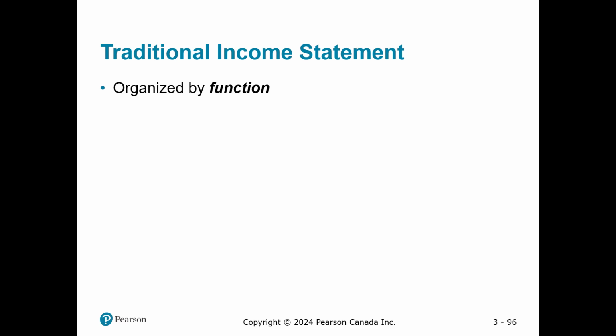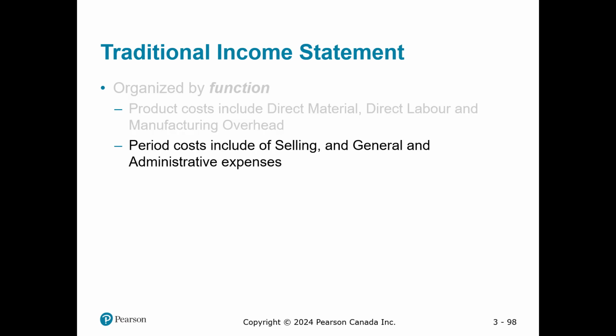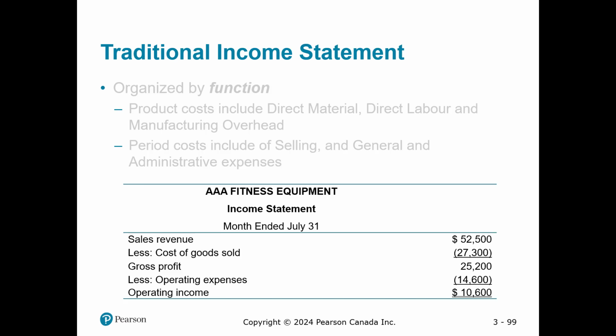But then we do period costs, and that's the function. That's the organization, the administration, all the rest of it. So we divide the traditional income statement by function. So product costs are direct materials, direct labor, and manufacturing overhead. Period costs are selling, general, and administrative expenses. And we end up with a very standard income statement, which starts off sales revenue, less cost of goods sold, create gross profit, less operating expenses, and then we have operating income.